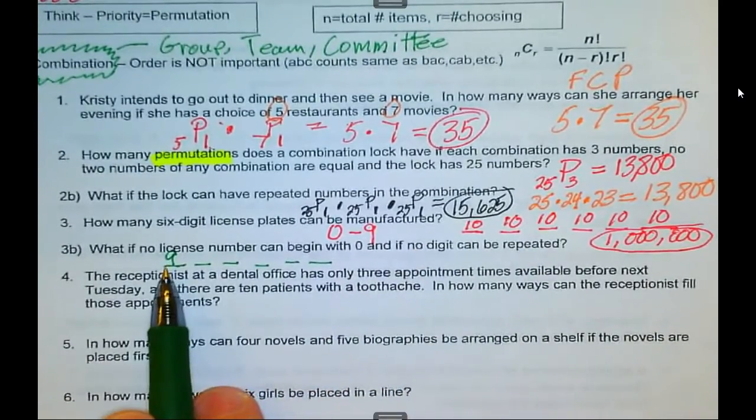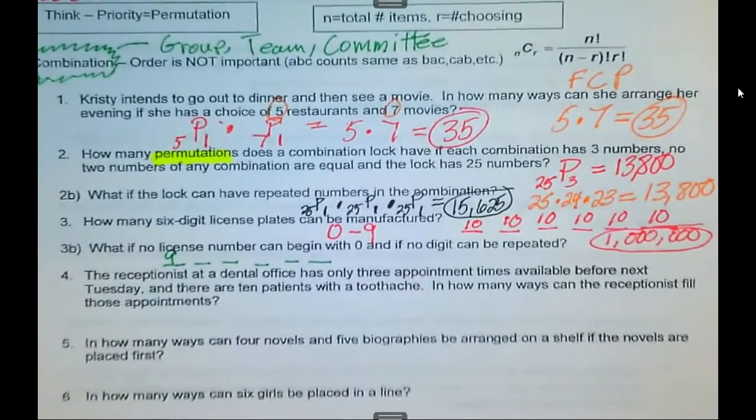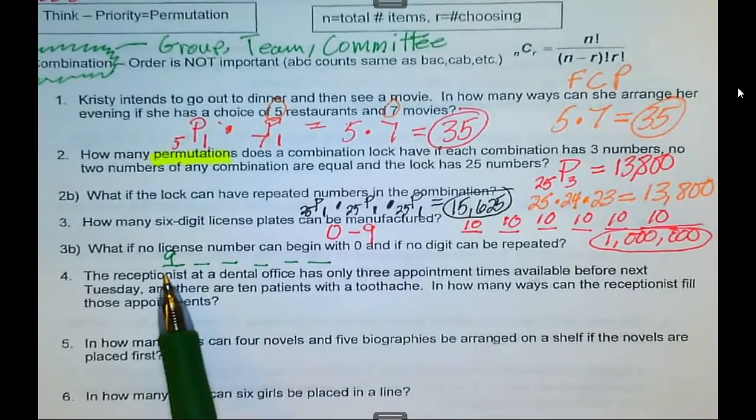I don't know. Okay, so, I can't use 0 for my first digit, so that gives me 9. Shut up. Caleb.